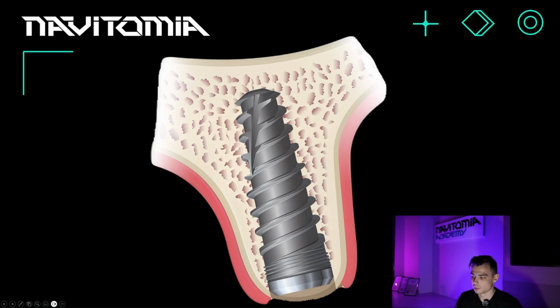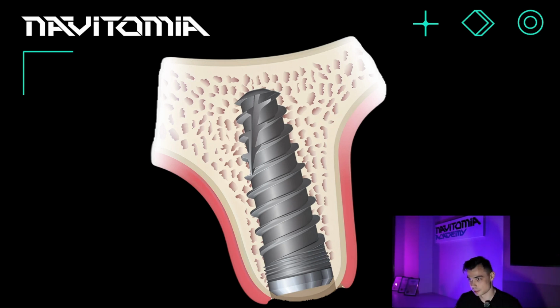And since the bone bed, as I mentioned earlier, is narrower, in other words, has a smaller diameter than the implant itself, these threads break the bone trabeculum. As a result, primary stability of the implant is achieved. Let me remind you, this is the kind of stability that is provided by the threads.